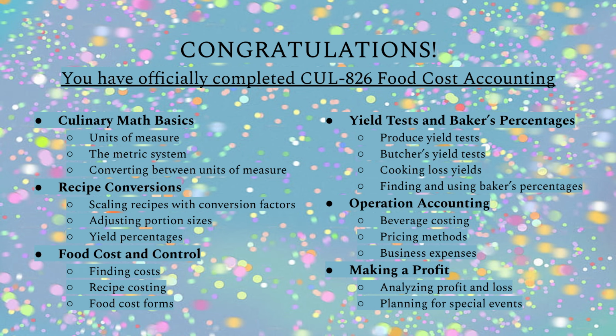Then we finally started wrapping up everything and going a little bit more conceptual. We started talking about operation accounting. Similar to food costing, we learned about beverage costing, different pricing methods, and all the business expenses, why everything is so expensive to eat out. And then right now, we just finalized everything and talked about how to make a profit as a business.